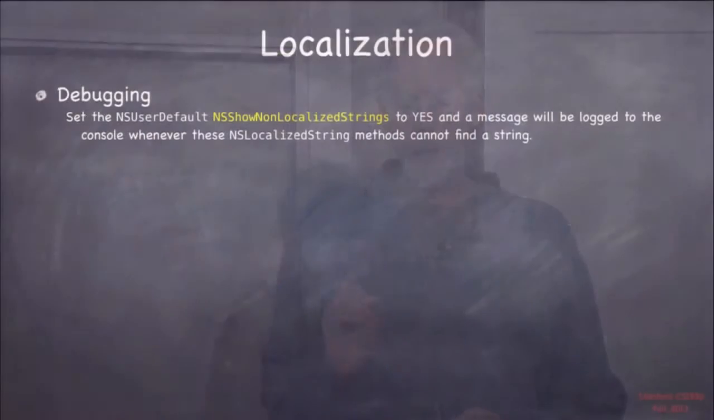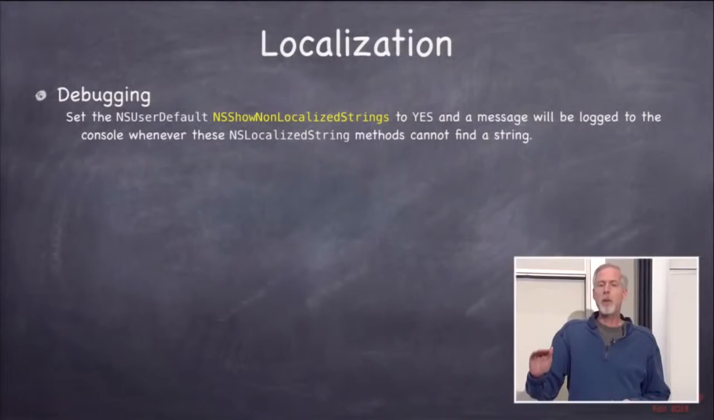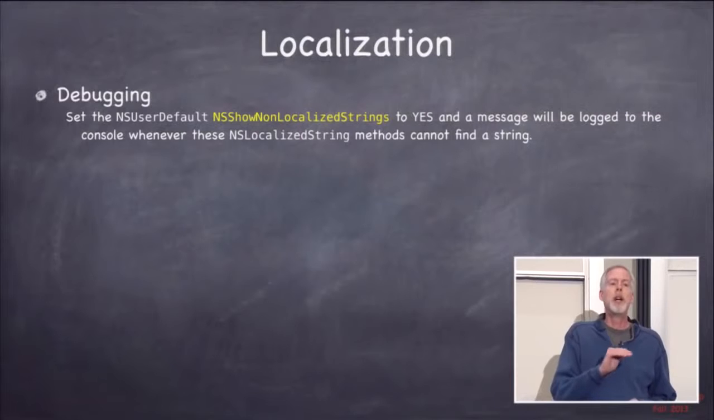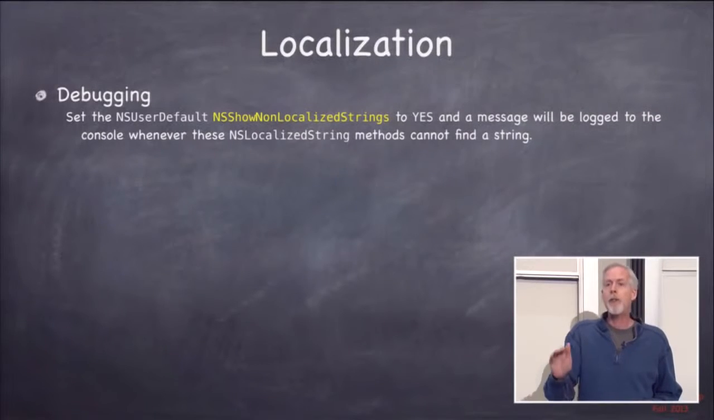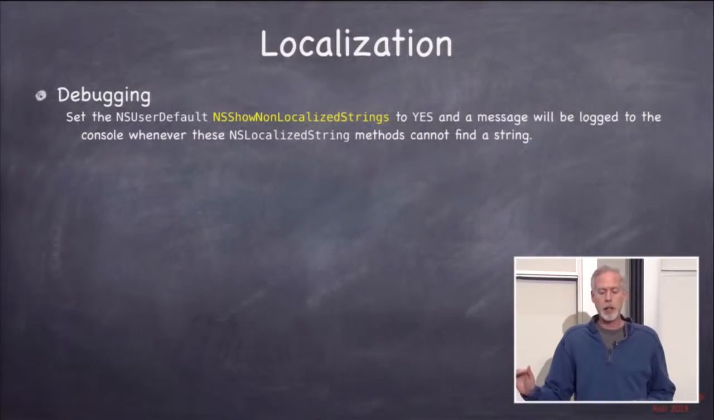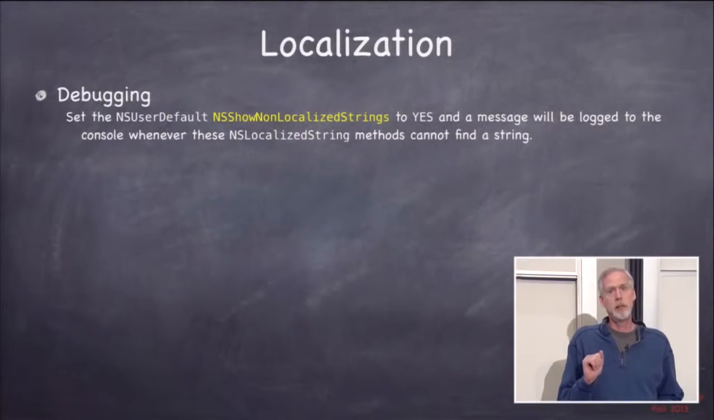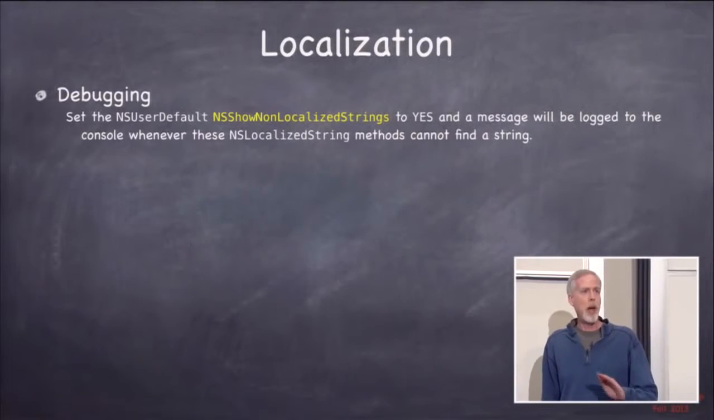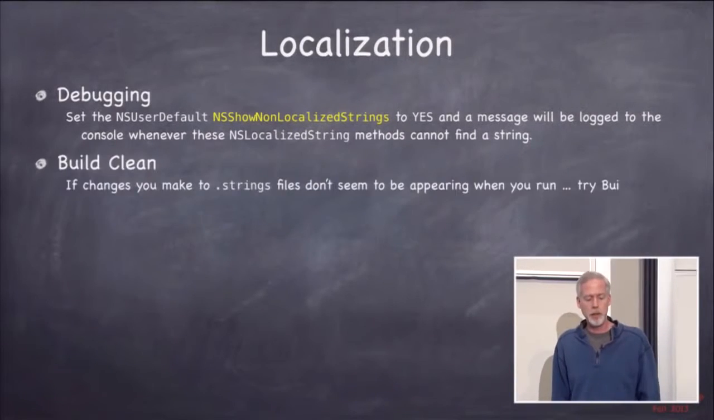key value table. Okay, a couple of things about debugging localization. There's a really nice user default that you can set, NSShowNonLocalizedStrings, and every time one of those NSLocalizedString, I say methods, but really they're macros. Anytime one of those does not find an entry in a string file, you'll get a little log. Okay, so then you'll know that your localizer missed one. Okay, so that's important to know. So that way you can, when you're doing your QA of your localizations, make sure that they're really working.